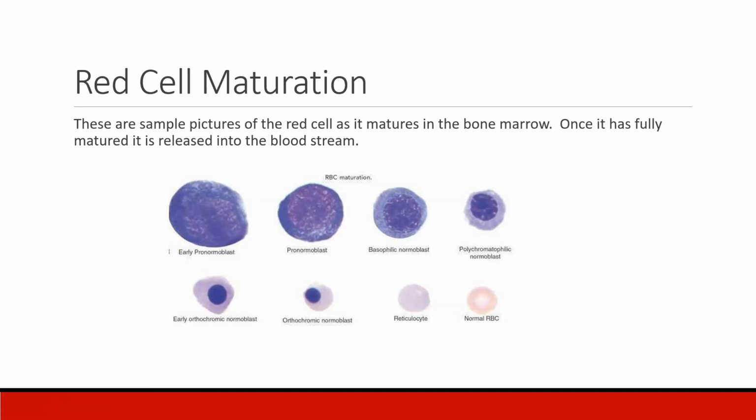And we look for a normal size central pallor, because if it is too large, that means there's not enough hemoglobin or iron in the blood, and that's a sign of anemia. So much can be learned from looking at a smear made from a patient's blood.